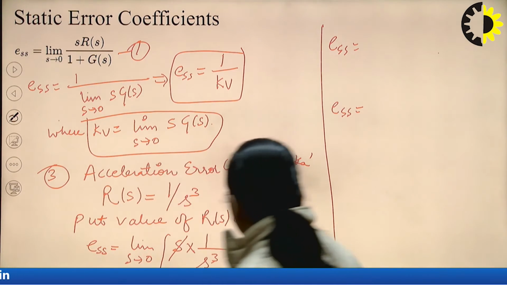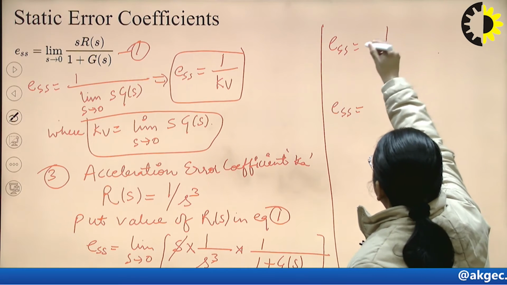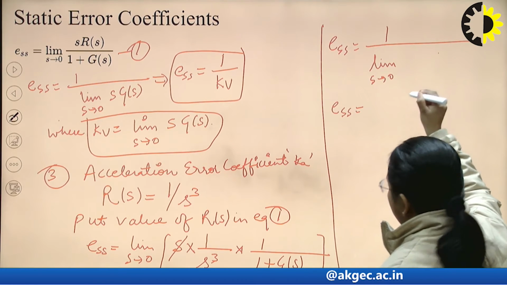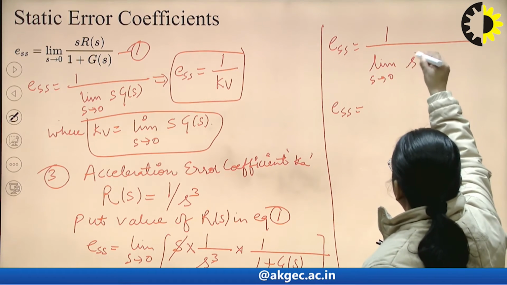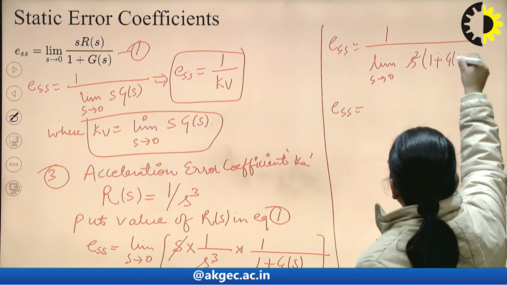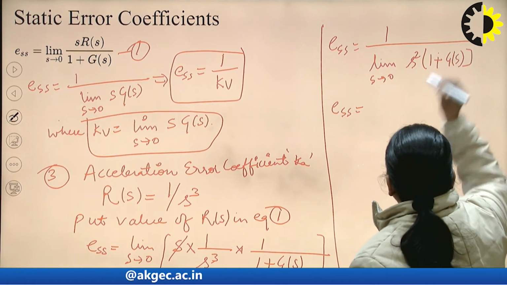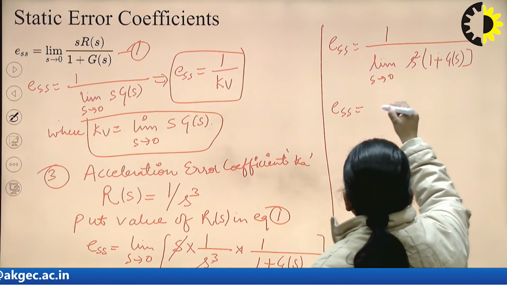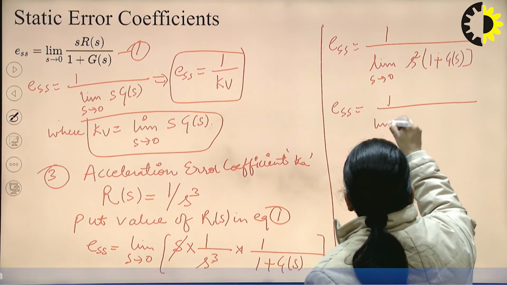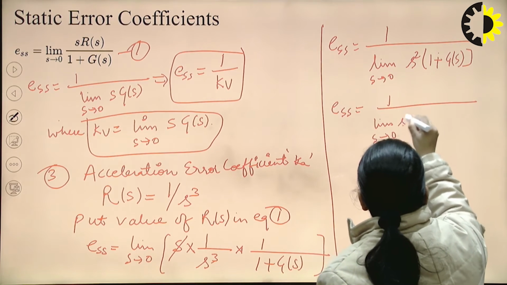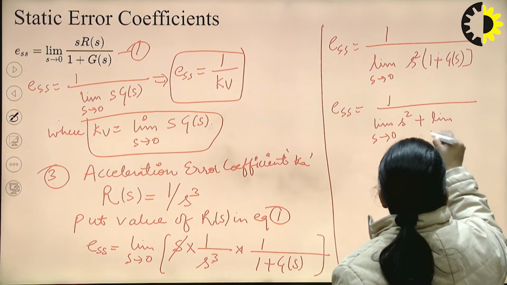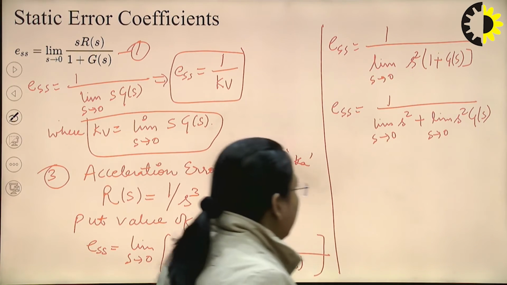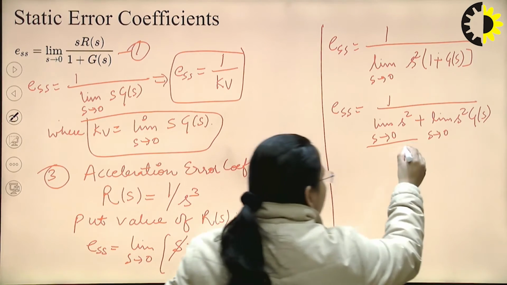So here we are left with 1 upon limit s tends to 0 of s square into (1 plus GS). Now when this gets multiplied, we are left with 1 into limit s tends to 0 of s square plus limit s tends to 0 of s square into GS. This term will become 0 and this is left out.